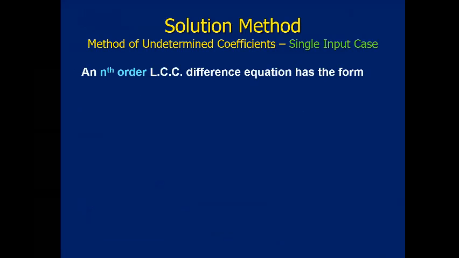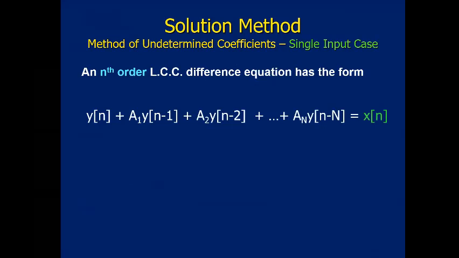Now, what is the approach? Well, if I have an nth order linear constant coefficient difference equation, it has the form, we have all the y terms on one side, all the x terms on the other, and we're going to begin by solving not the whole difference equation, but a simplified version, a version we call the single input case. The single input case difference equation keeps the left side the same.